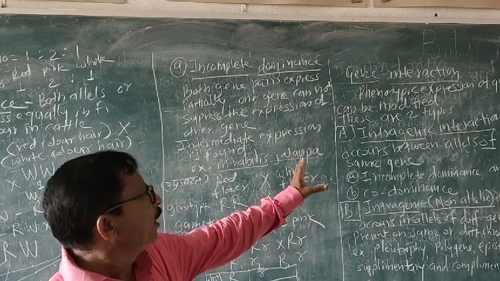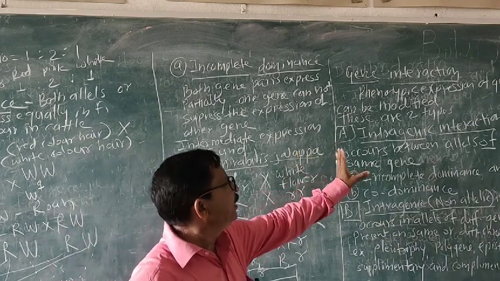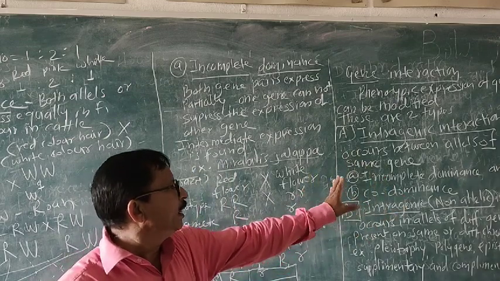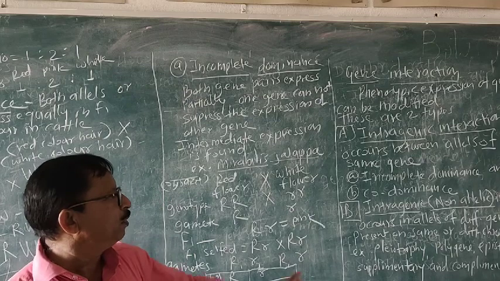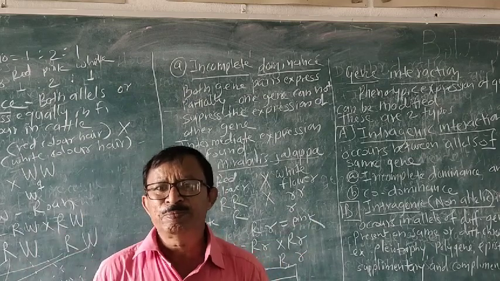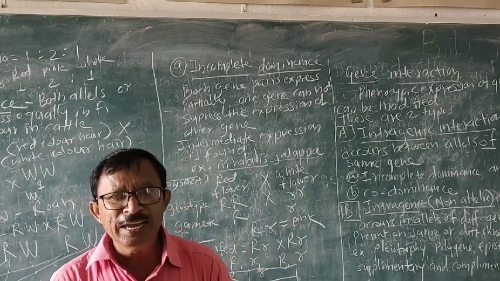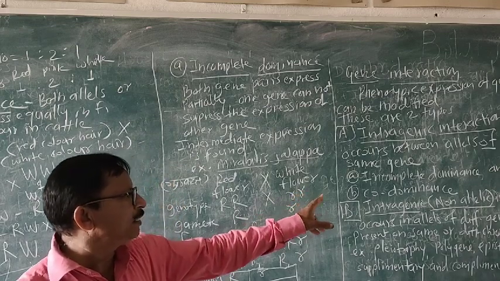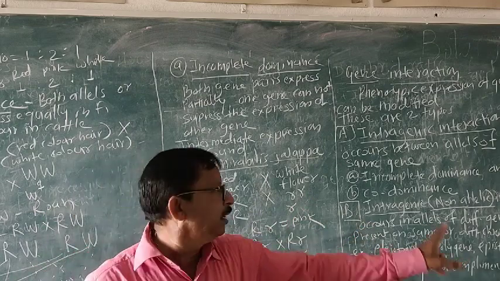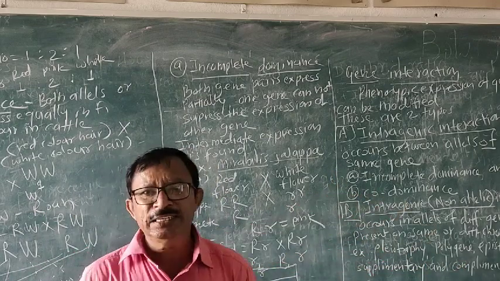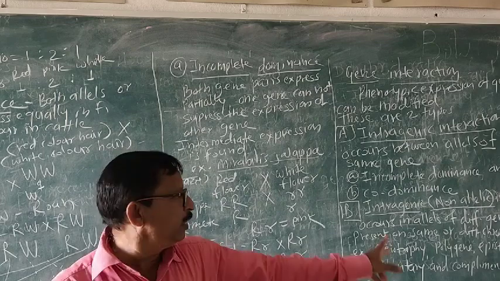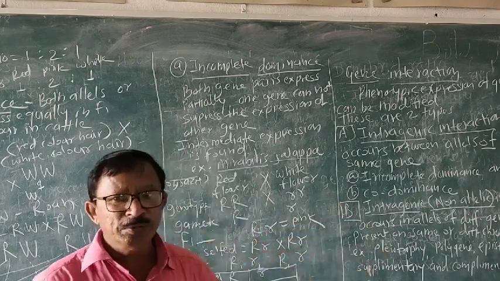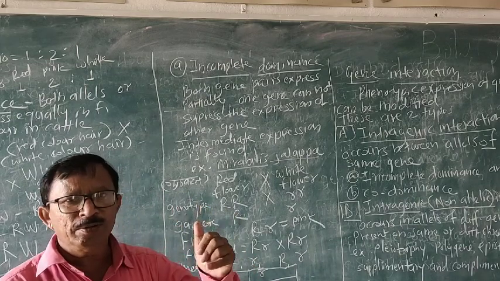So firstly, the phenotypic expression of a gene is modified. There are two types. One is intragenic interaction, which takes place between the alleles of the same gene. When the interaction takes place between the alleles of the same gene, it is of two types: incomplete dominance and codominance. In the intragenic interaction, there are two subtypes. Number one is incomplete dominance, second is codominance. We can study them later one by one.